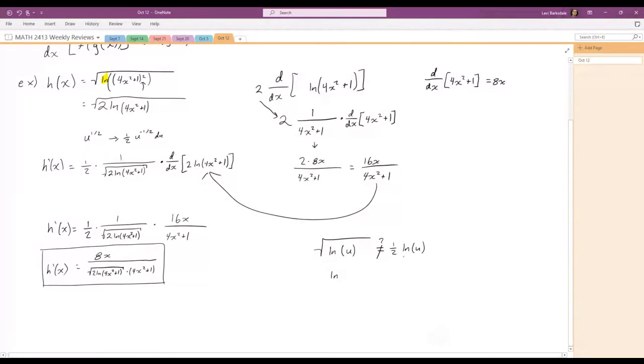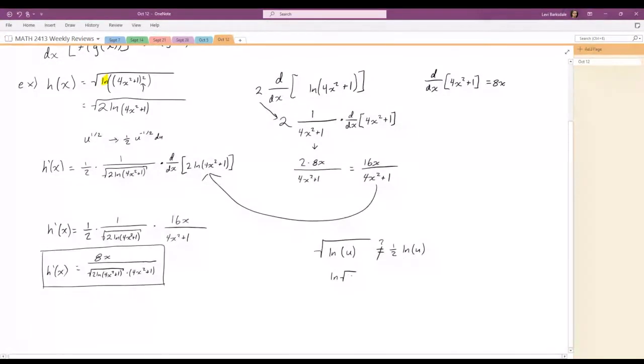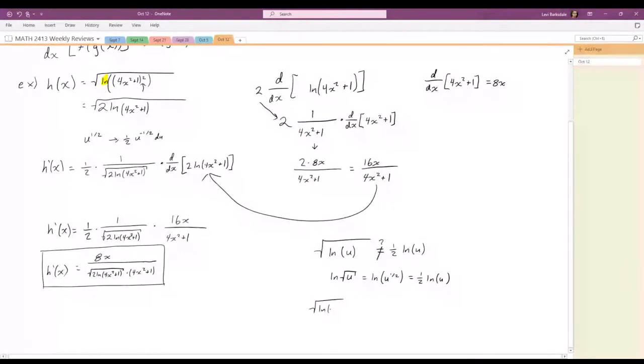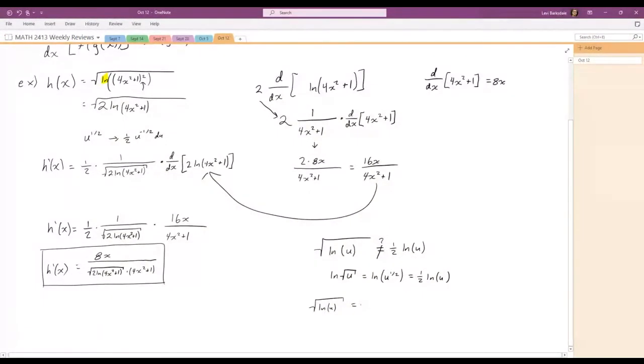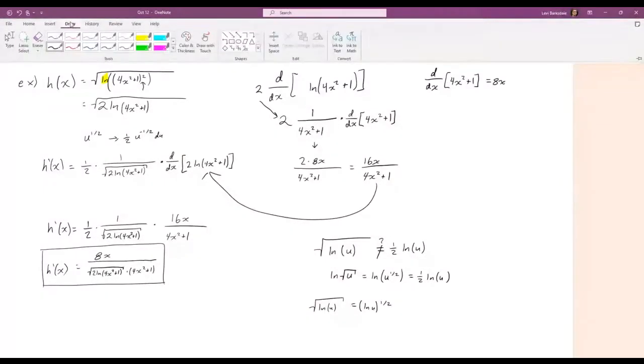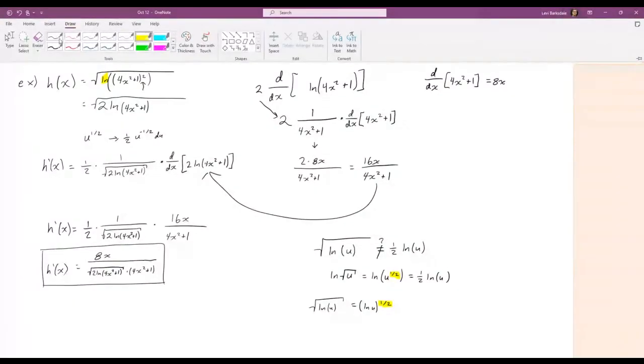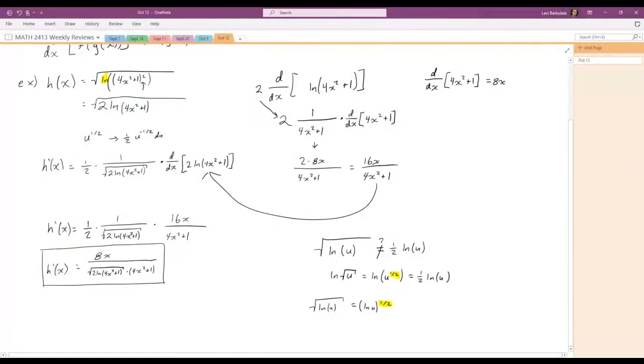The situation in which we could say 1/2 natural log of u is if we had the natural log of the square root of u. This is equal to natural log of u to the 1/2, which is 1/2 natural log of u. The square root of the natural log of u is not equal to natural log of u to the 1/2. So basically, your exponent has to be attached only to the inside part in order for you to use a log rule. So in this case, we're good. In this case, it's outside of our parentheses. We can't use it. Does that make sense?